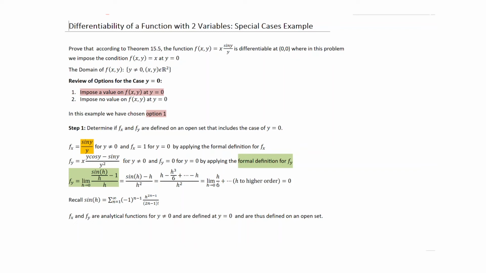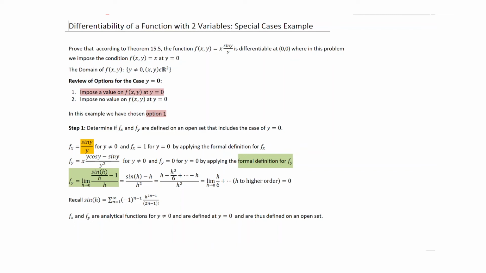For the second part, sin y / y, because it's only a function of y, we can use L'Hopital's rule to show that the limit of sin y / y as y approaches 0 is equal to 1, and hence I'm just imposing the condition that it equals 1, and hence f(x, y) = x when y = 0. And I've put the domain there as excluding y not equal to 0.